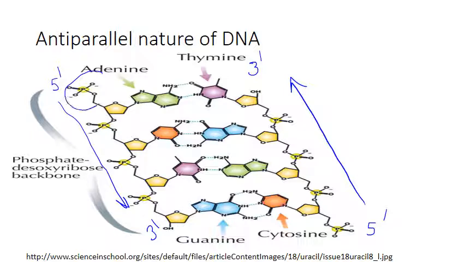This end is called 5' end because phosphate group present on fifth carbon atom of sugar is not involved in bond formation, and this end is called 3' end because OH present on third carbon atom is free. Similarly, this OH present on third carbon atom is free. This end is called 3' end, and phosphate group present on fifth carbon atom is free. This end is called 5' end. Hence DNA is antiparallel.